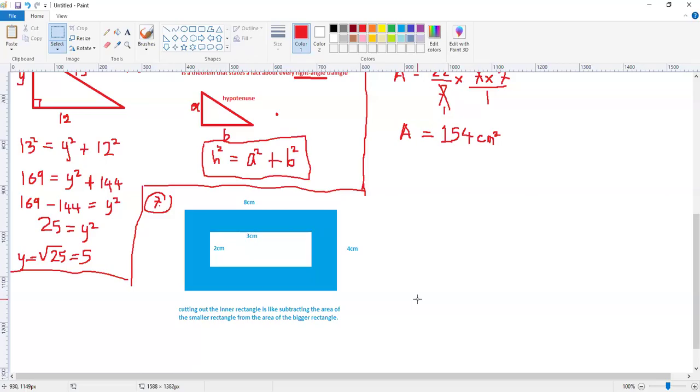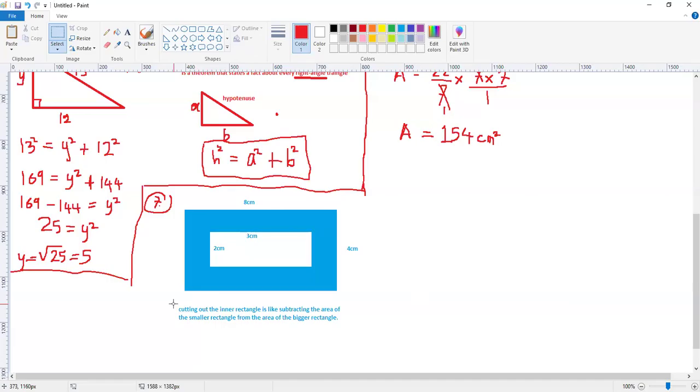Okay. Now the length is the longer side, isn't it? And the breadth is the shorter side. So now, can you read what I typed at the bottom there? What it says? Can you read it?